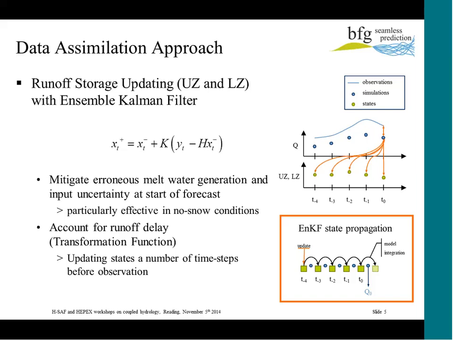This means, in fact, that these redistributed runoff superimposes with redistributed runoffs from other time steps, so that in fact the simulated runoff at one time step is depending on a number of upper zone and lower zone storages at preceding time steps, with this number being the length of this transformation function, which ranges between 11 and 14 hours in our test catchments.